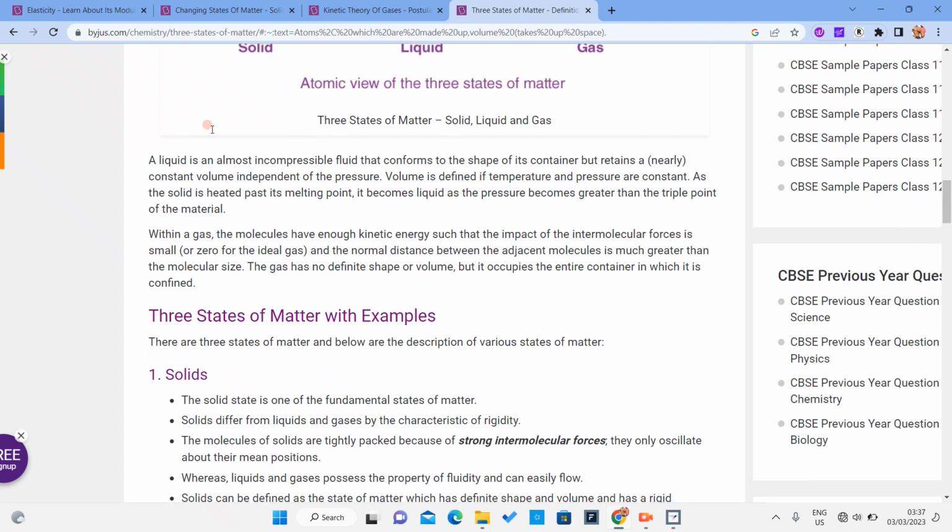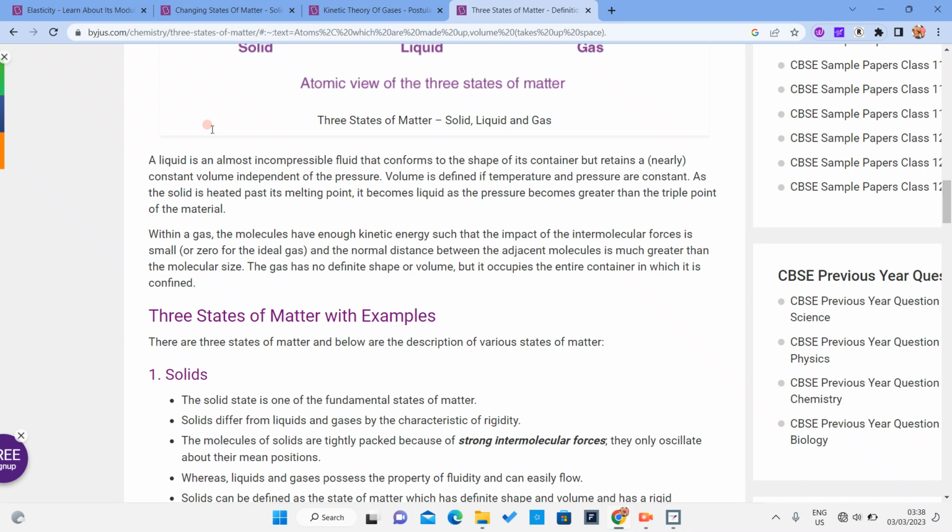So the volume of a liquid is defined if the temperature and pressure are constant. Now the volume of any of those three states is defined if the temperature and pressure are constant. It's not just restricted to liquid alone. That's why we still talk about gas laws for gases.